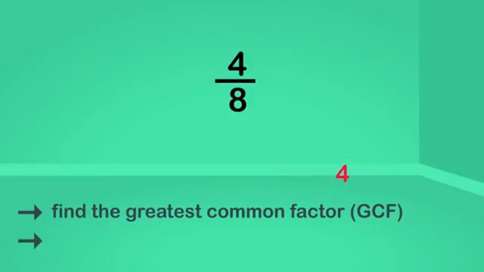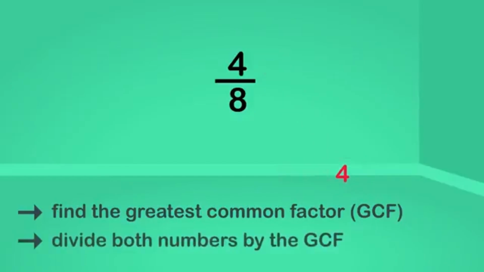Then we divide both the numerator and the denominator by the greatest common factor. 4 divided by 4? 1. 8 divided by 4? 2. 4/8 simplified is 1/2.